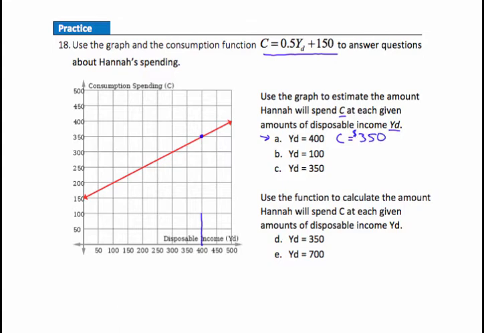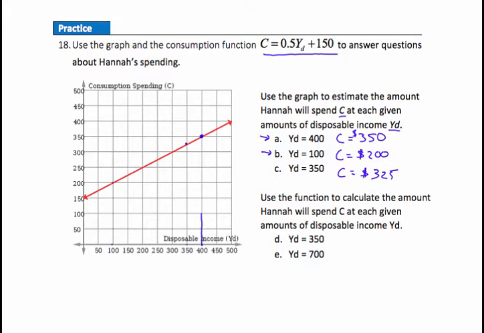All right. Her disposable income is $100, which is right here. Hannah is going to spend $200. And if her disposable income is $350, it looks like Hannah's going to spend about $325. So as long as you're close to $325 or somewhere thereabouts, Hannah's going to consume $325.